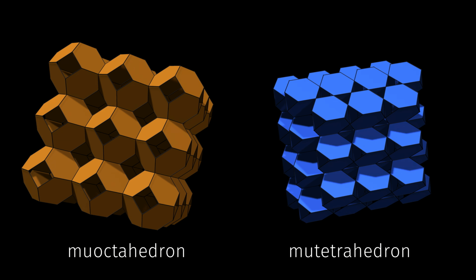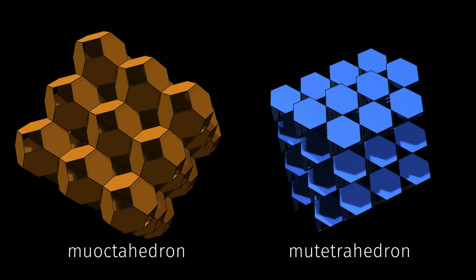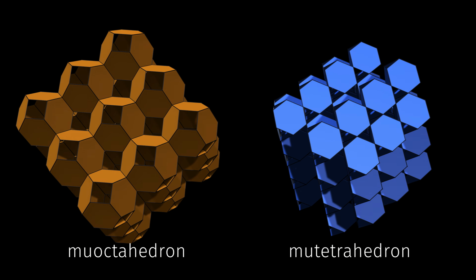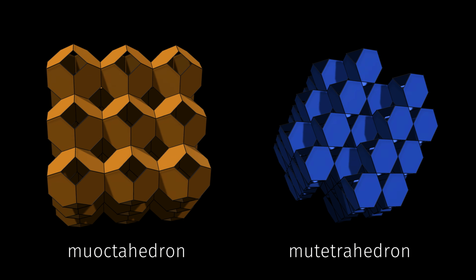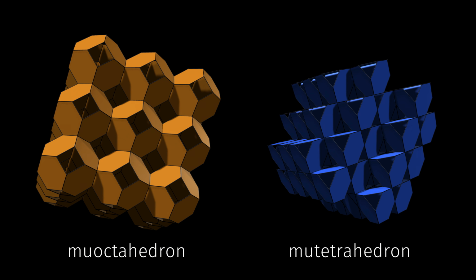When we turn to hexagons, the list becomes remarkably exclusive. In fact, the only structures composed entirely of hexagonal faces seem to be the Muoctahedron and the Mutetrahedron, covered in the Petrie-Coxeter video.